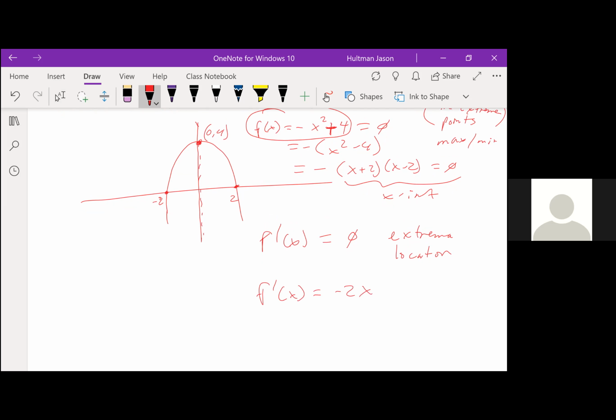So that's the derivative, right? So let's set that equal to 0 and solve for x. So what is x going to be equal to here? Thank you, Oscar. It is 0. You are correct.